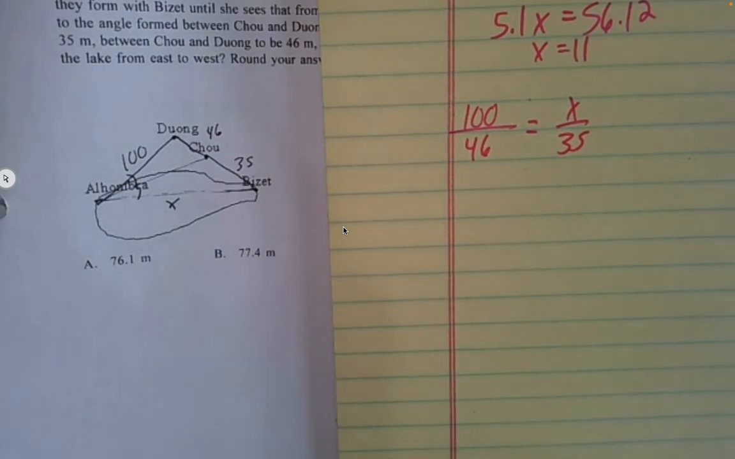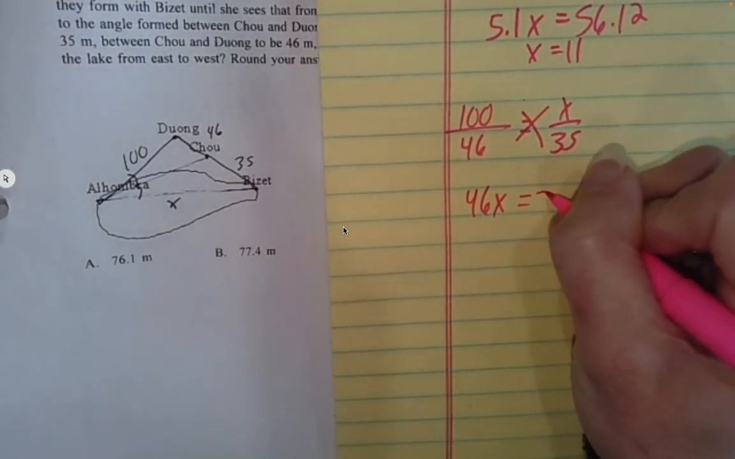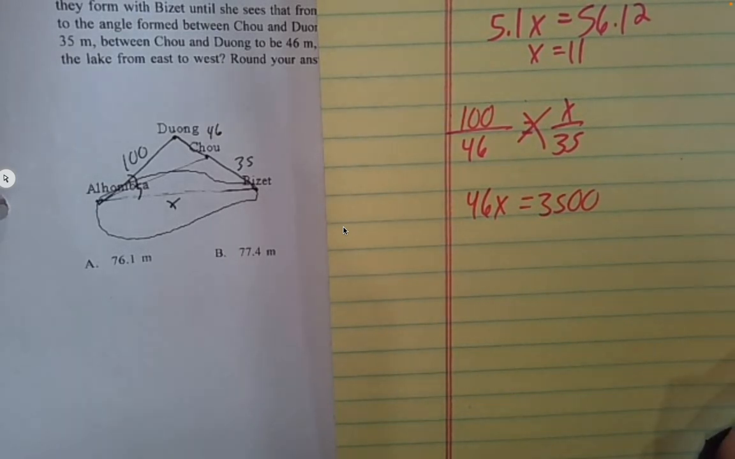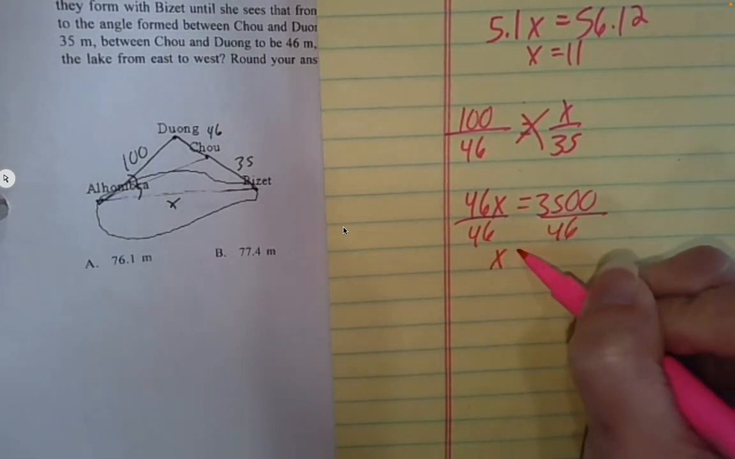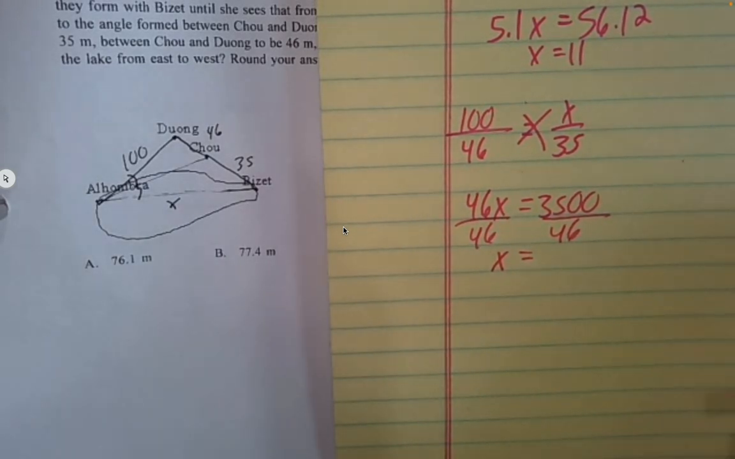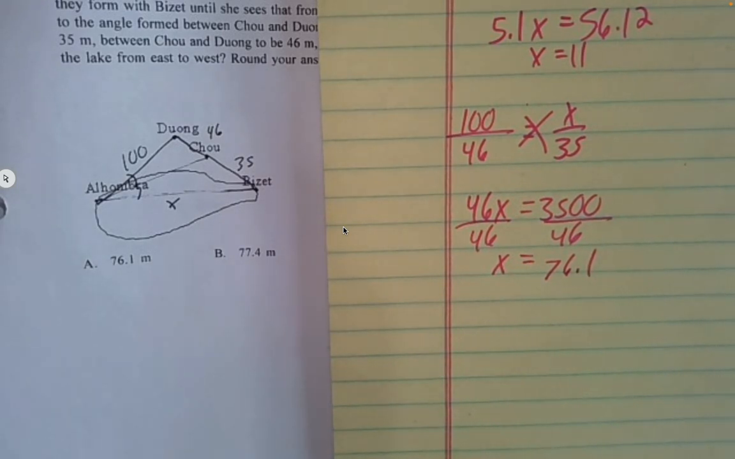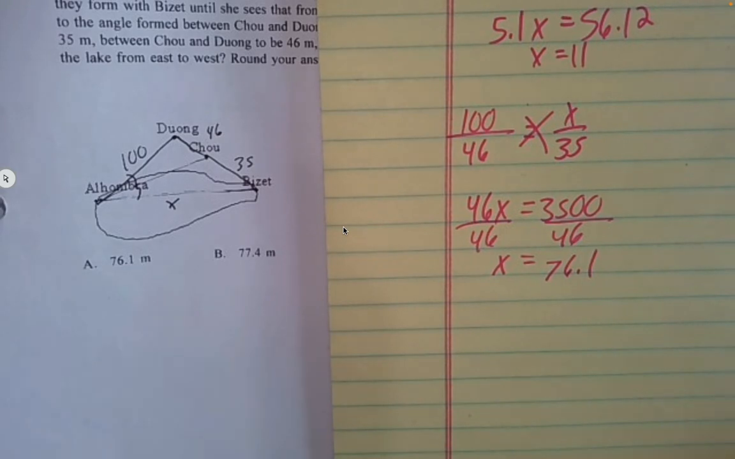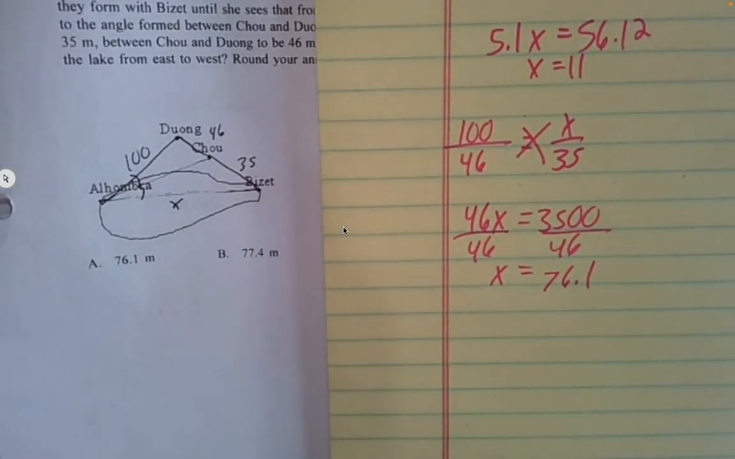Cross multiply. 46x. So you get 46x is 3,500. And then what? Divide by 46. And what do we get? 76.1. That's meters. So that is A. Was that one bad? Y'all saw a word problem and freaked out. And all you had to do was cross multiply and divide. You don't even have to read them.